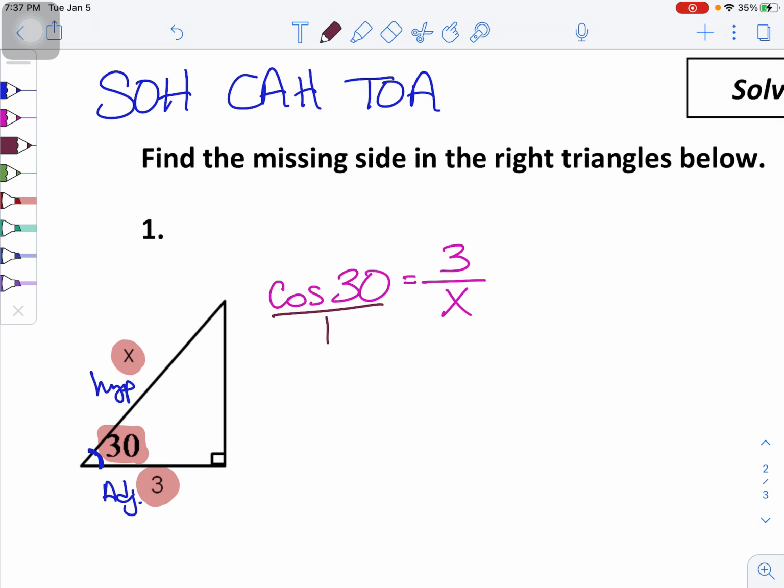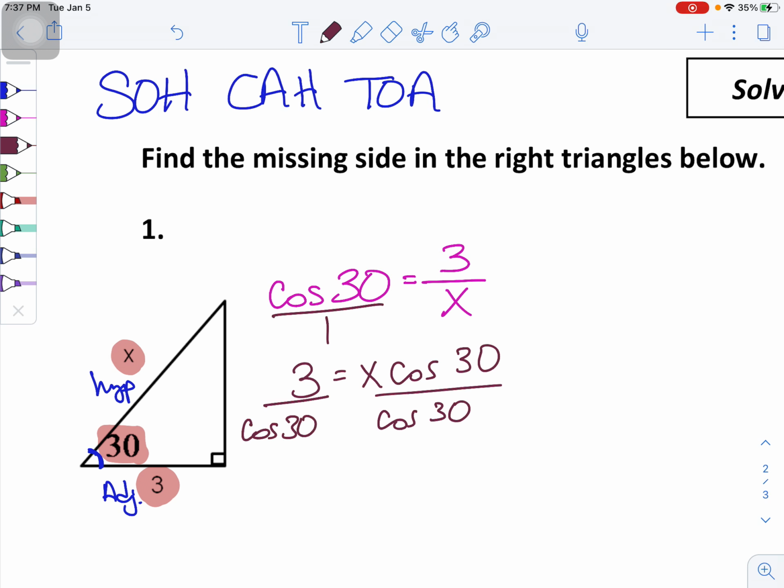Okay, so we're going to do, let's see, 3 times 1 is 3. We're going to cross the other direction, so x cosine of 30. So I can divide both sides by cosine of 30. And now what I need to do is put this division problem into my calculator.